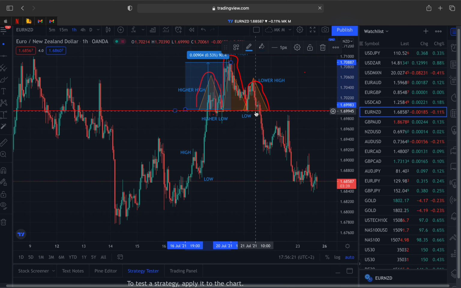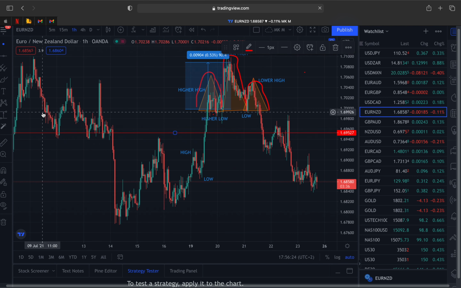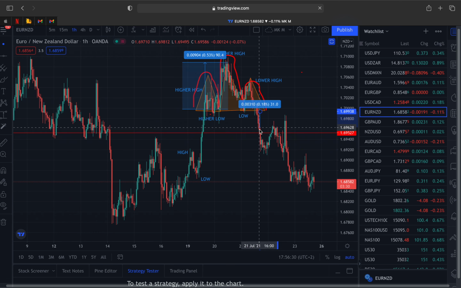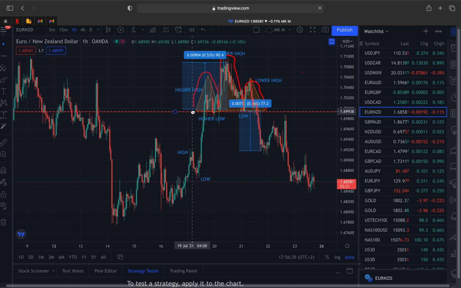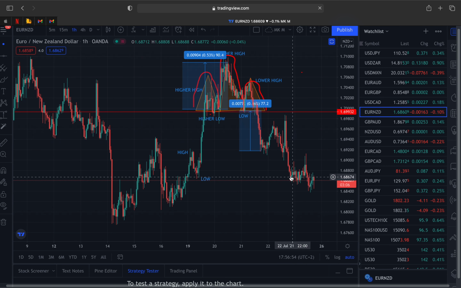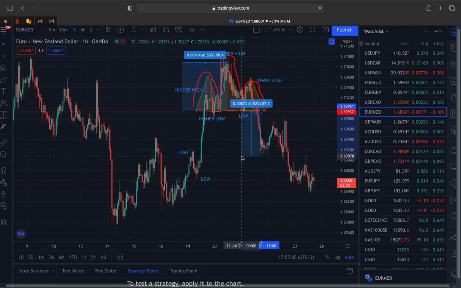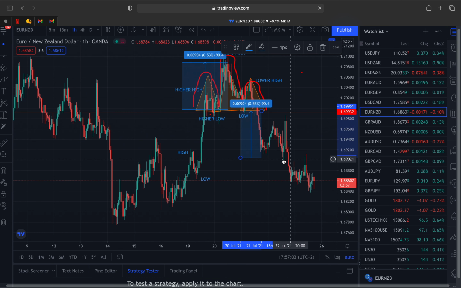Then again, take this from that neckline. Usually they say it moves the same pips as from this neckline to the head. So from this neckline, maybe you target 90 pips. Let's just see what would be your TP. 90 pips, somewhere around here.